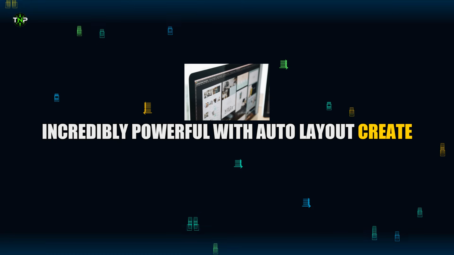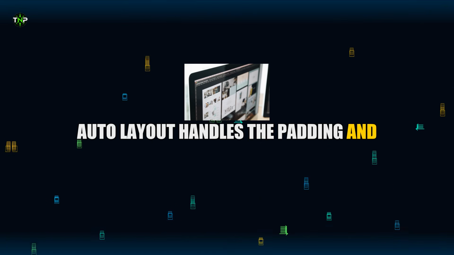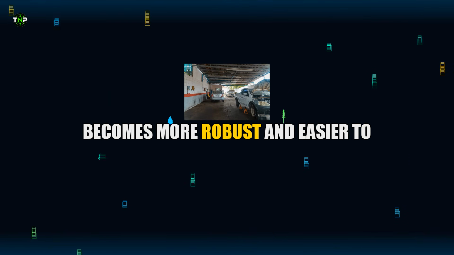Component variants become incredibly powerful with auto layout. Create button variants for different sizes, and auto layout handles the padding and content fitting automatically. Your design system becomes more robust and easier to maintain.